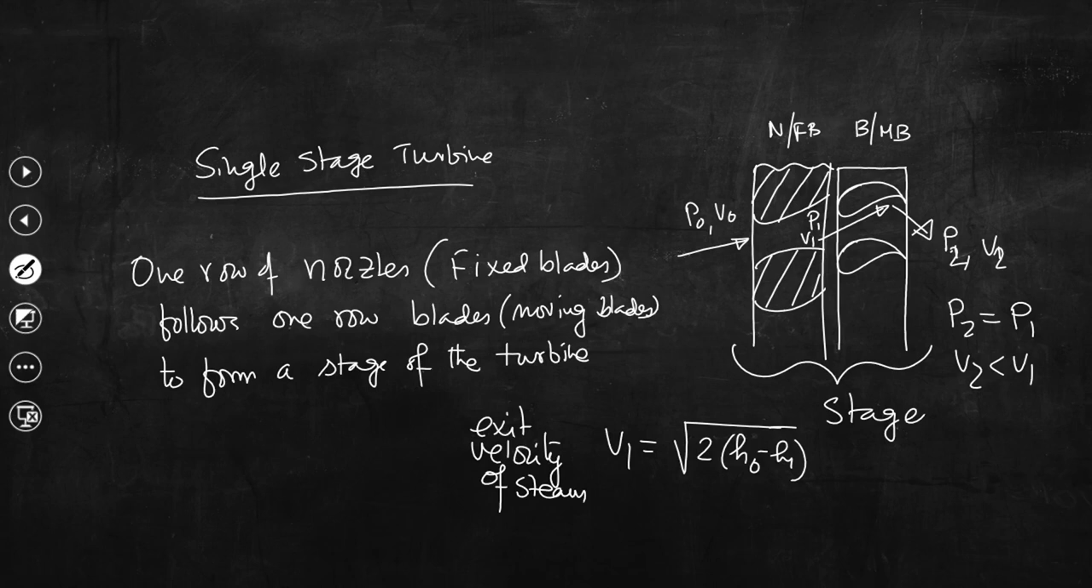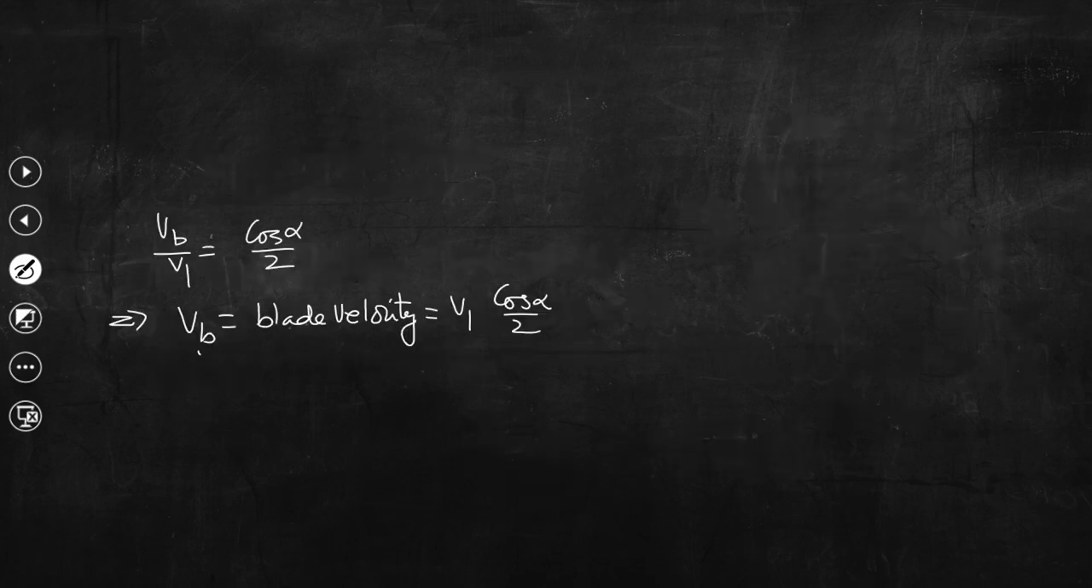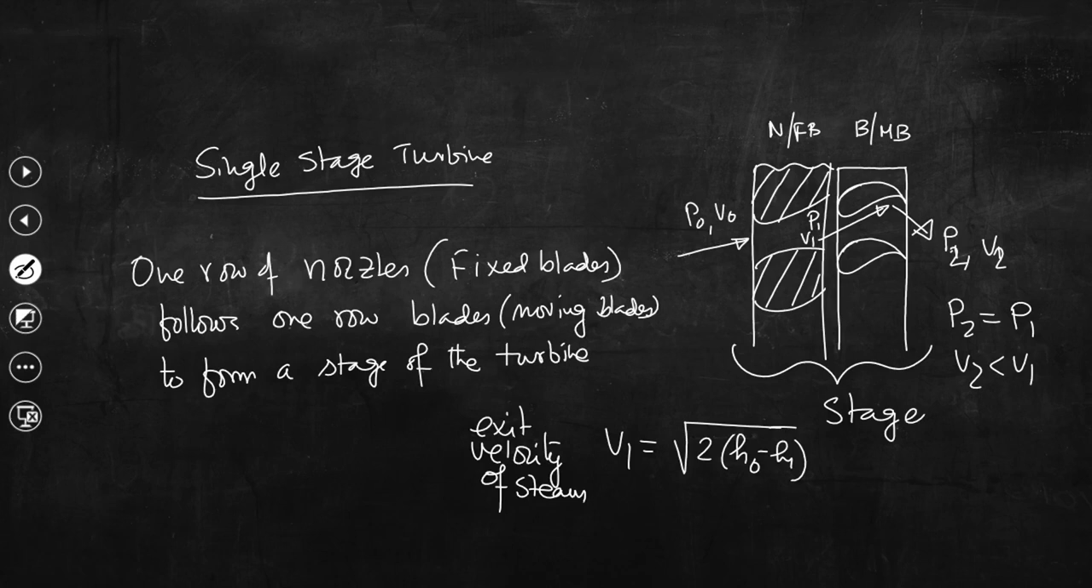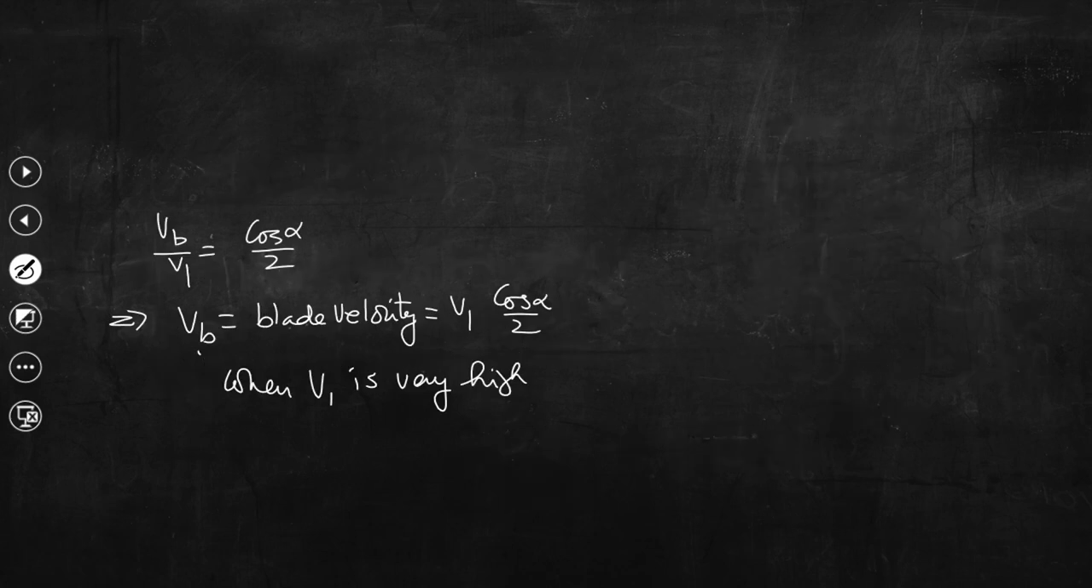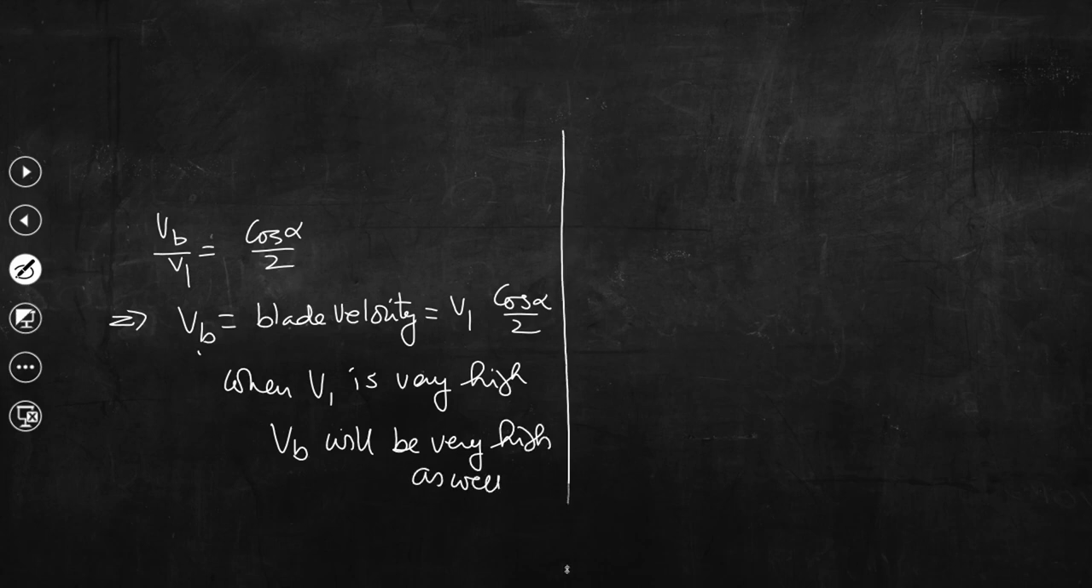So, that means, if you would like to have the total enthalpy drop in a single stage turbine, the blades in the first row, because it is a single stage turbine, will have an excessively high velocity. When V1 is very high, which is obvious because we would like the total enthalpy drop in this first stage, then V_B will be very high as well. Now, V_B equal to pi Dm n by 60.